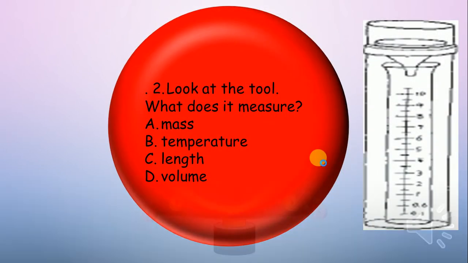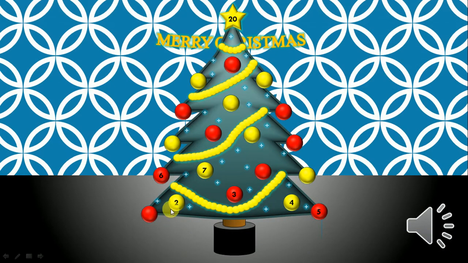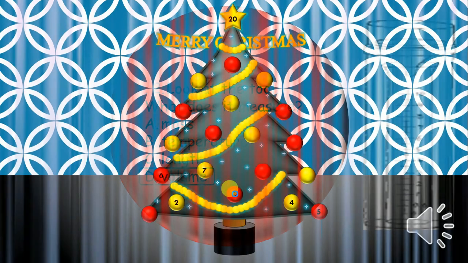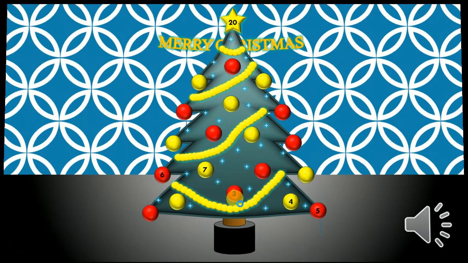Now let's go back to the Christmas tree. Number 2. Look at the tool. What does it measure? This is a measuring cup. So it measures mass, temperature, length, or volume. Volume. Good job. Excellent, guys. Okay, number 3.